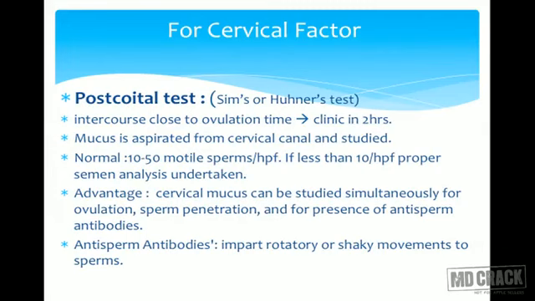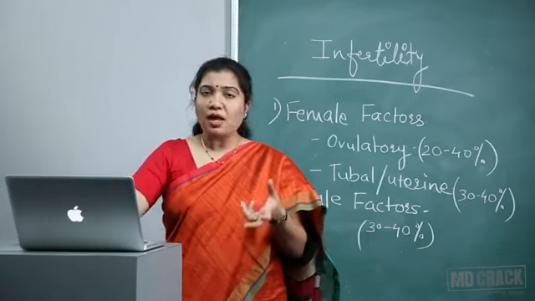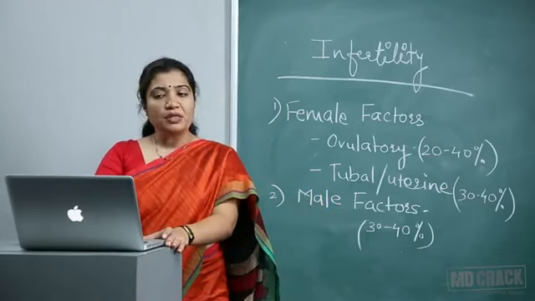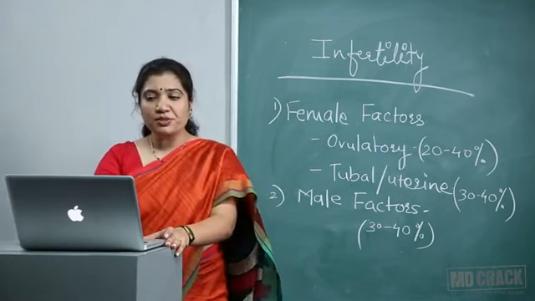Now coming to the cervical factor, where we are actually seeing whether the cervical mucus is present, whether it is congruent with the stage of the ovulation, and what is the interaction between the sperms and the cervical mucus. So the most commonly done test is the post-coital test. It's also called Sims or Huhner's test.